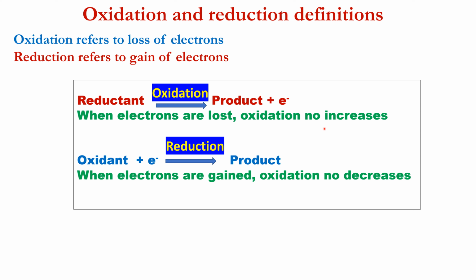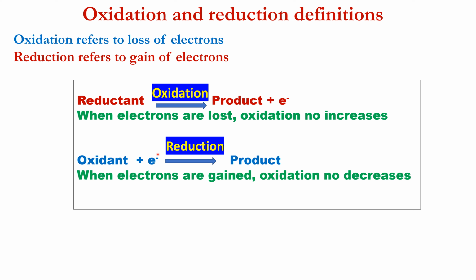For reduction, which is gain of electrons, any element that gains electron is known as an oxidant. So an oxidant will gain one or more electrons, and when it does that, it will form a product. So when electrons are gained, oxidation number decreases. So a reductant is an element that has lost electrons, as you can see here, while an oxidant is an element that has gained electron. That's why we have plus electron.